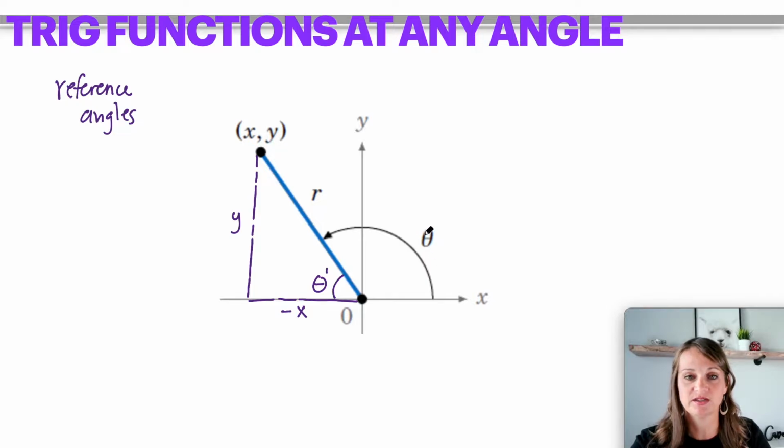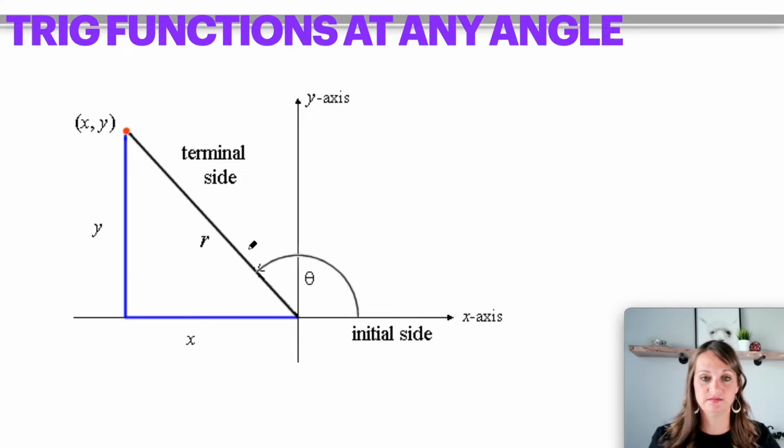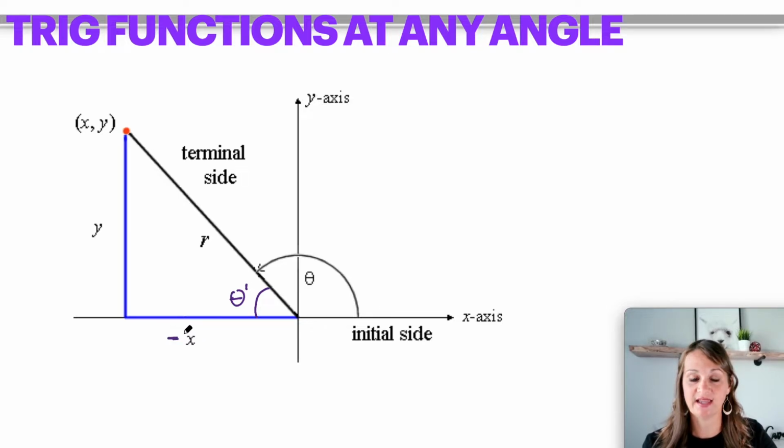So if this right here is 120 degrees, this right here would be 60 degrees inside the triangle. So again, as we discussed, if this is the initial side, this is the terminal side, this right here becomes theta prime. And to get to this coordinate point, you would go negative x, since you had to go to the left, you would go up y. So this technically would be negative x, comma, y.